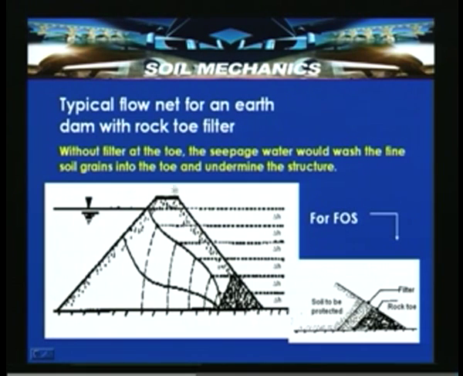So, here a cross section of an embankment dam has been shown on the toe side, and you are seeing a rock toe with a filter. The details shown in this small window: the soil to be protected, that is the soil used in the embankment or earthen dam for construction, and the rock toe which serves the purpose of preventing the undermining or piping failure of the structure.